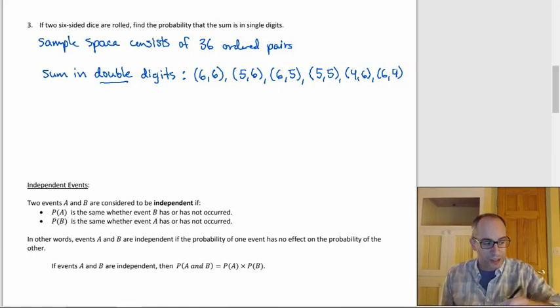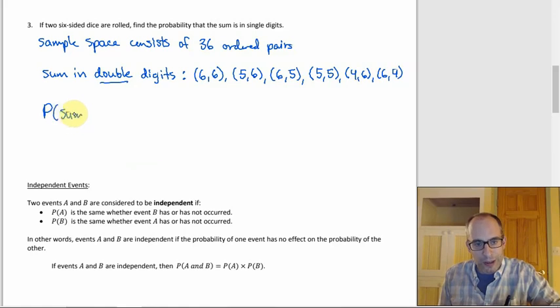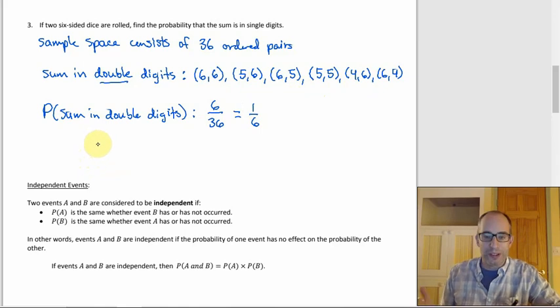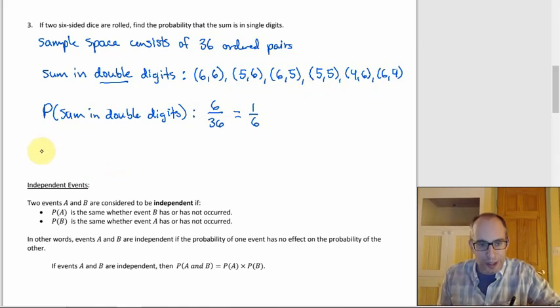That's in single digits. So the probability that you get a sum in double digits, since all of the ordered pairs are equally likely, we have 6 of them here, and there are 36 ordered pairs in the sample space, so 6 over 36, that's 1/6. All right, well, this is where we're going to use the complement rule. We didn't really want the probability of a sum in double digits. We want the probability that the sum's in single digits.